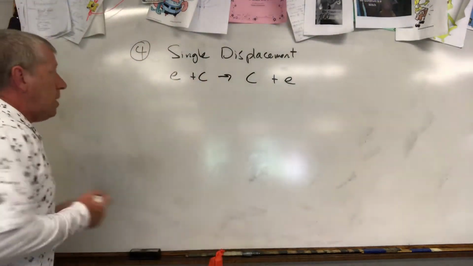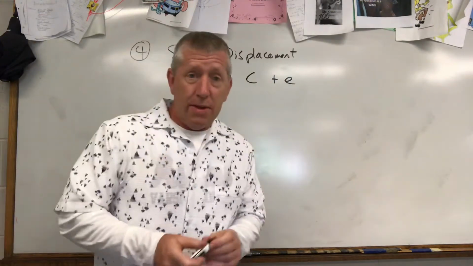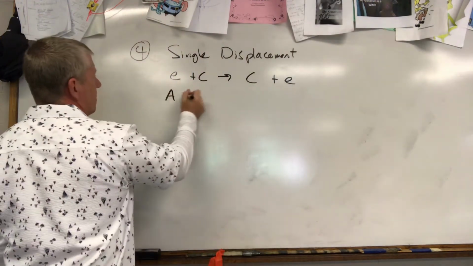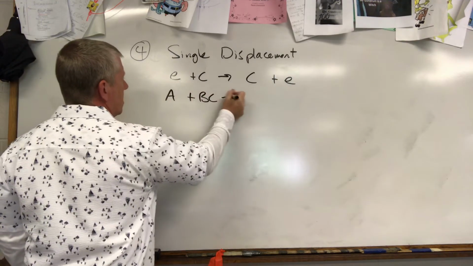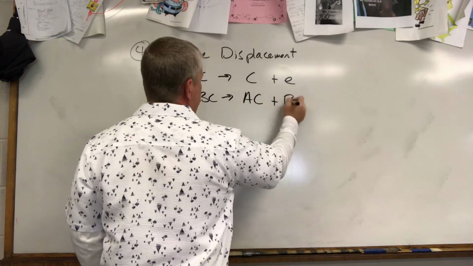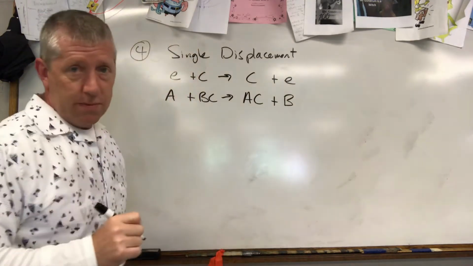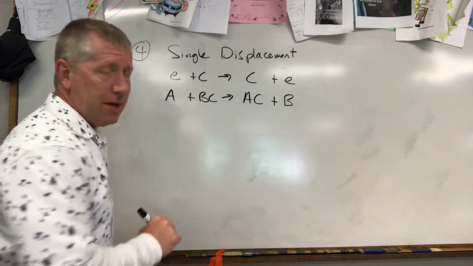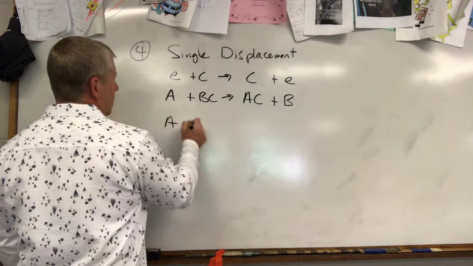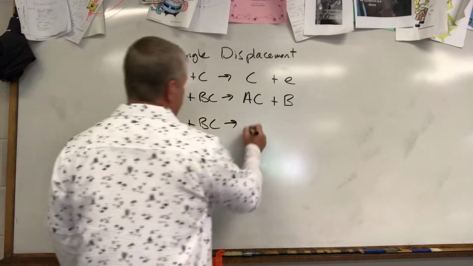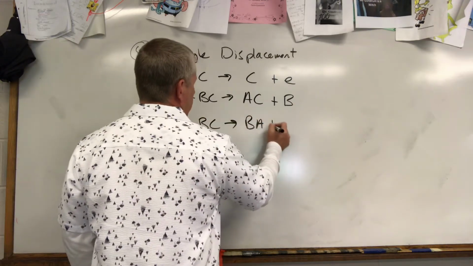So now, some of you like the letters. I mean, they like the A's and the B's, so how would that look? All right. So it would be A plus BC, AC plus B. You ready? See, some of you like those. Yeah, I like those. See if you like it now. You ready? Check it out. A plus BC makes AC plus B.